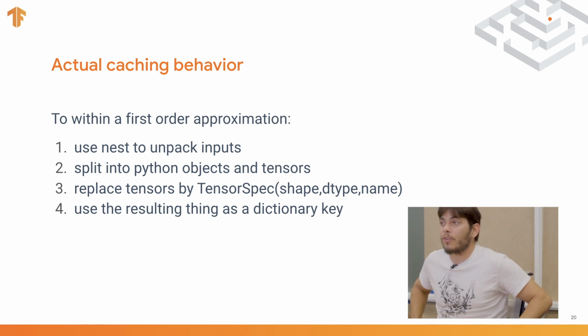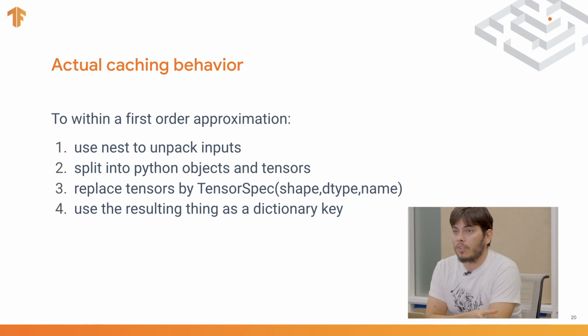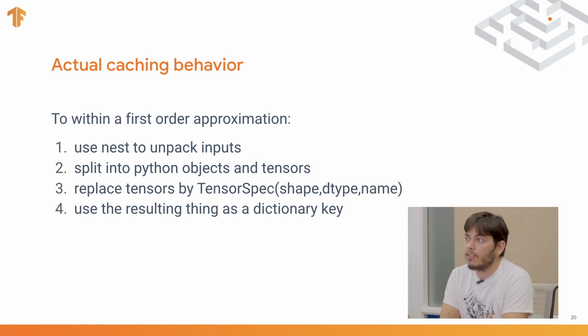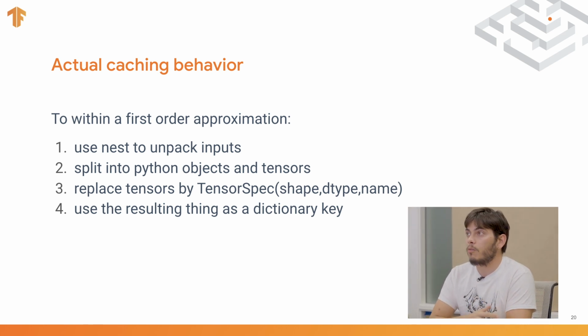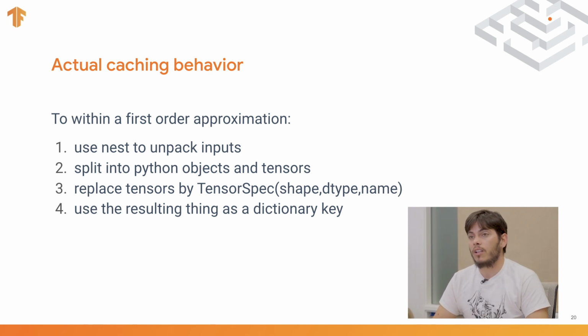This is a little controversial because there are some types of Python values, specifically scalars and NumPy arrays, that you might want to treat as tensors. And this is a decision that we might want to revisit at some point because it leads to a lot of problems for our users. But for now, we're conservative and retrace when you change the identity of Python values.